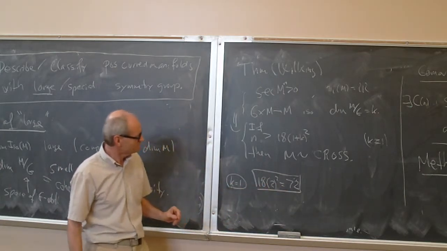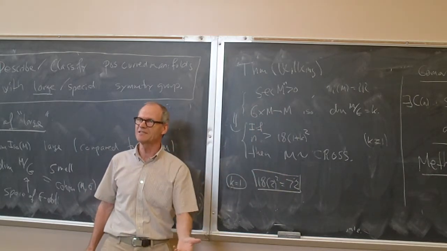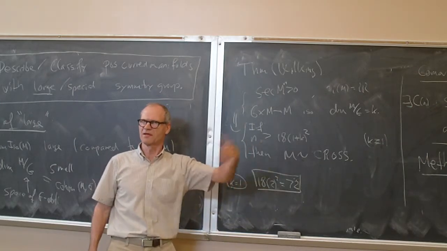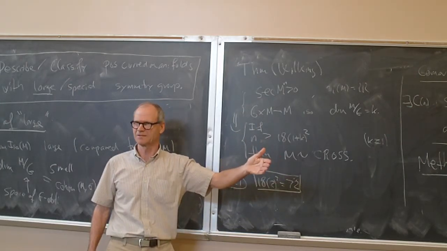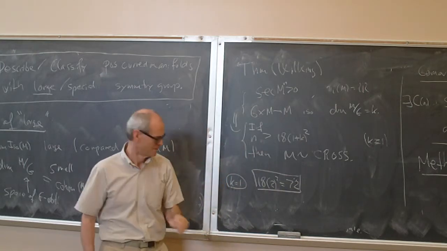But Wilking's theorem says, in cohomogeneity 1, above dimension 72, you'll find only things that look like rank 1 symmetric spaces. Well, it turns out you can do a lot better. Okay? So what can you do?